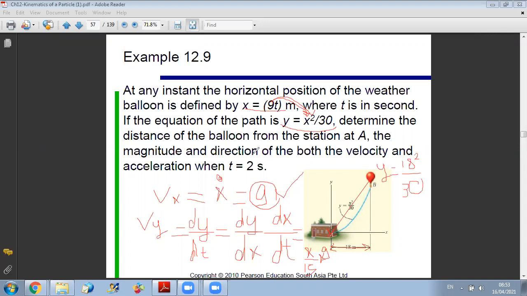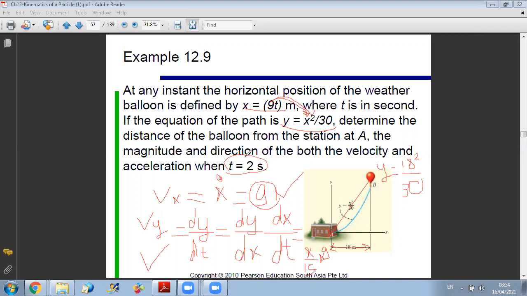Now, in particular, I am interested in what is happening at 2 seconds, okay? So to know what my velocity will be at 2 seconds, first I replace t by 2 in my equation. I get x equal 18, and I replace x in this expression for Vy. I will replace x by 18. I can get the value of Vy. And once I have Vx and Vy, I can calculate the magnitude of the velocity.